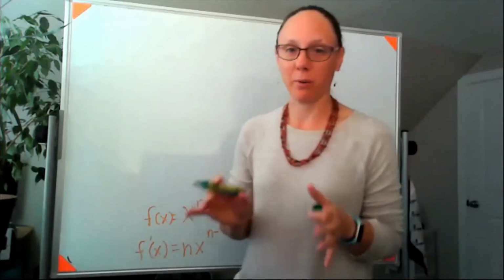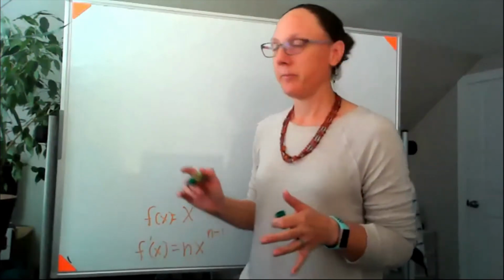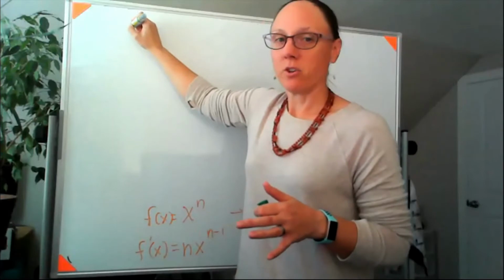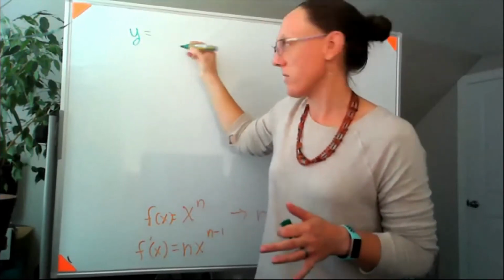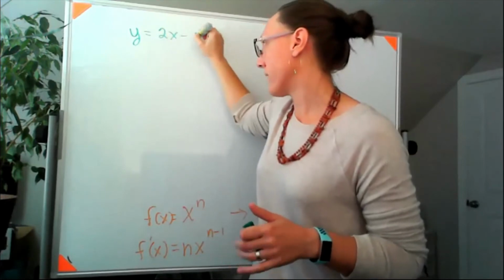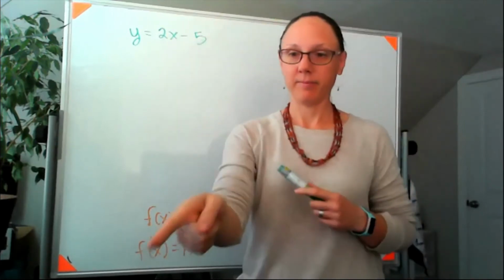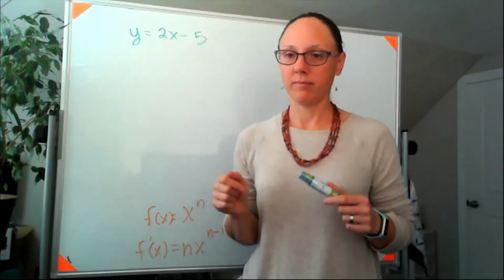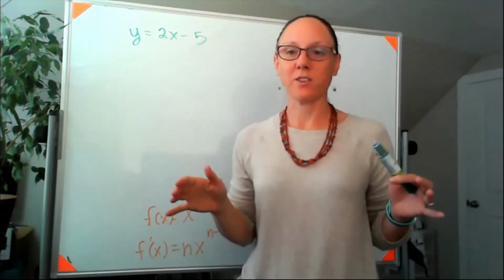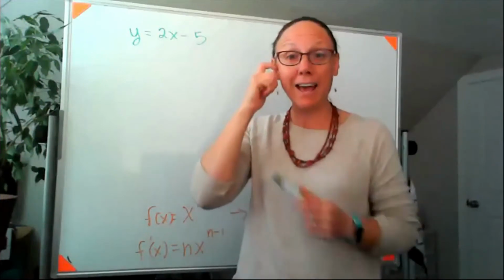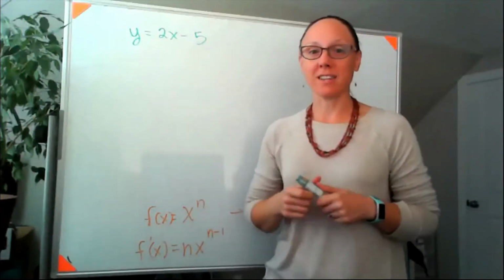Everybody get ready to type a number in the chat. If I told you that I have a line, y equals 2x minus 5, what's the slope of that line? Go. Sweet. Oh, we should have made this a race. Like, who could type it the fastest? Absolutely. The slope of this line is 2.